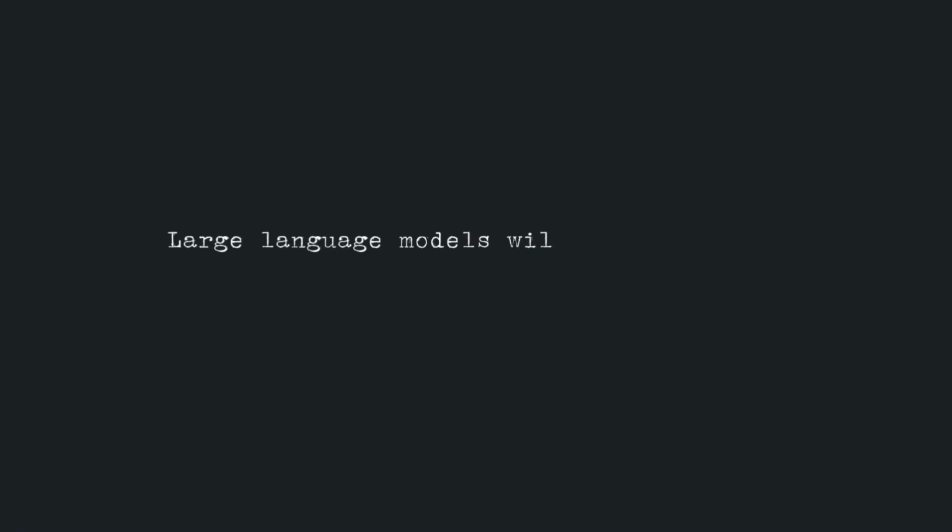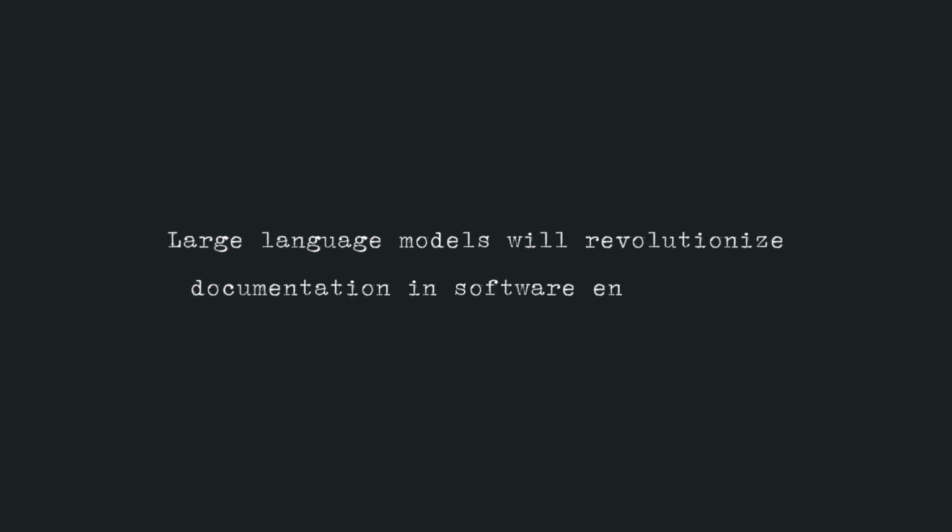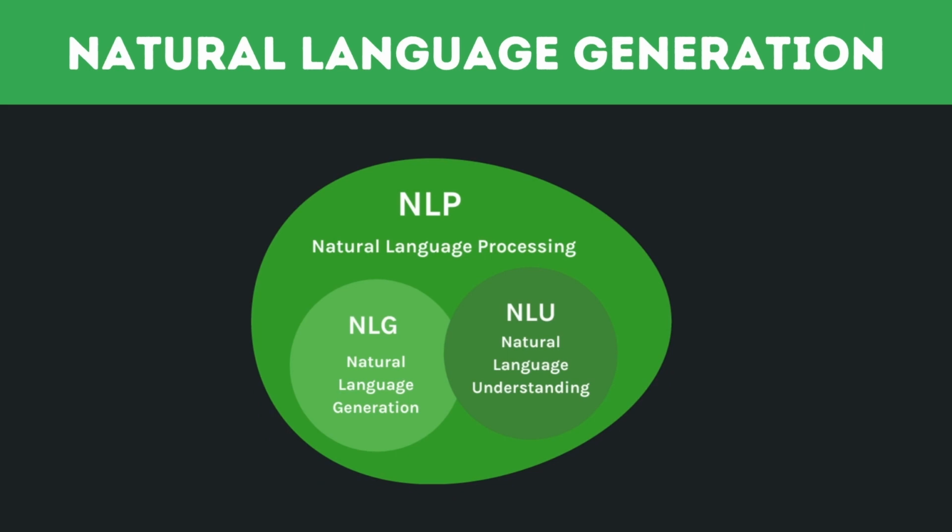Number 1, large language models will revolutionize documentation in software engineering. This will be done in many ways, but one of the most predominant is through natural language generation, which ultimately is the process of breaking down very complex and technical topics in a human text-like way. This is done to make code more understandable and clear to non-technical stakeholders.